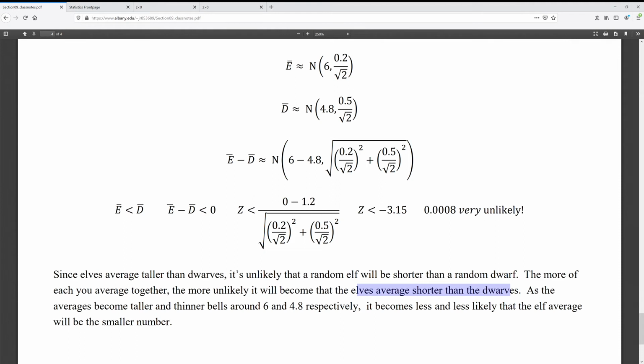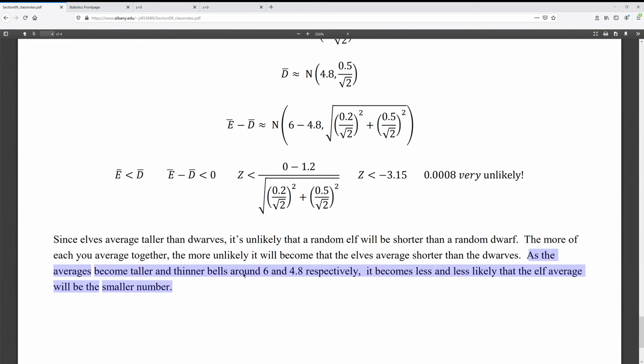And again, this is what I was just saying a minute ago. As the averages become taller and thinner bells, around 6 and 4.8 respectively, it gets less and less likely that you're going to cut against the grain by happening to get a very big dwarf average and happening to get a very small elf average. The bigger the samples, the harder that's going to be to pull off.